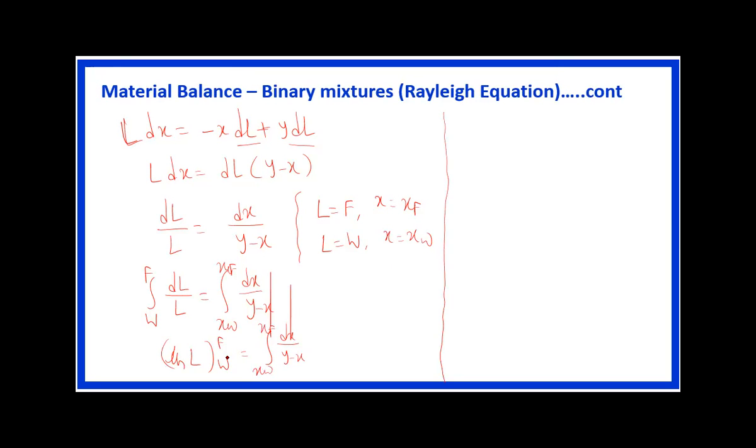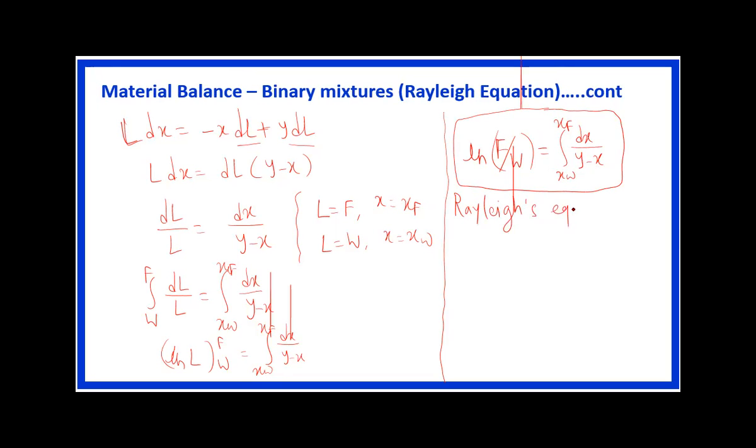So our equation becomes ln of F by W equal to integration dx upon y minus x, integration limits xw to xf. So this is the final equation for the simple distillation or differential distillation, and this equation is also called Rayleigh's equation, as this equation is derived by Rayleigh. That is why this equation is also called Rayleigh's equation.